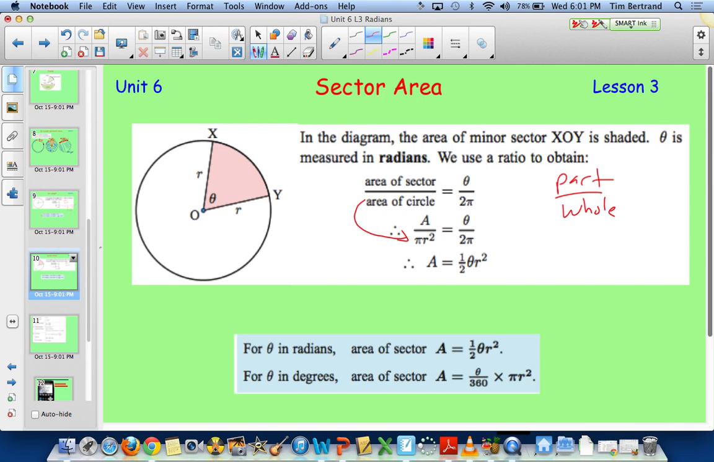Once again, solving this with cross multiplication, I get A times 2 pi equals theta times r squared times pi. Divide both sides by 2 pi, and I get the area is, the pi cancels, theta r squared over 2. It's the same as 1/2 theta r squared. Likewise, if we did theta in degrees, we would use theta over 360, and you would end up with a different formula.